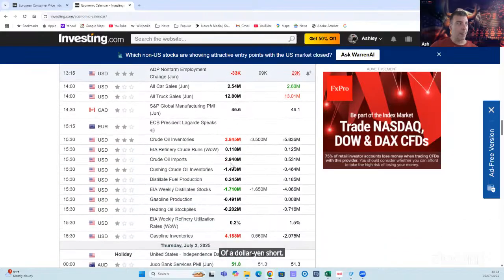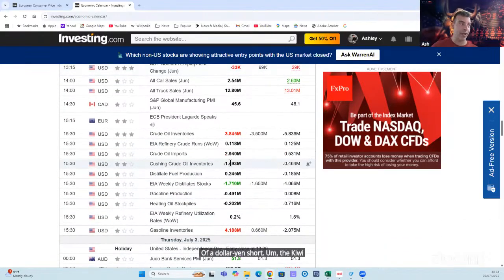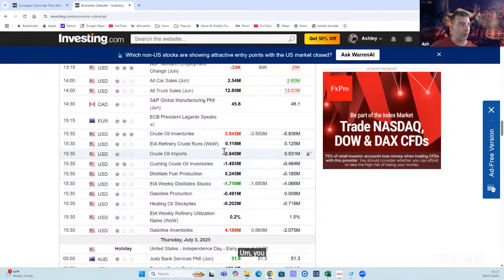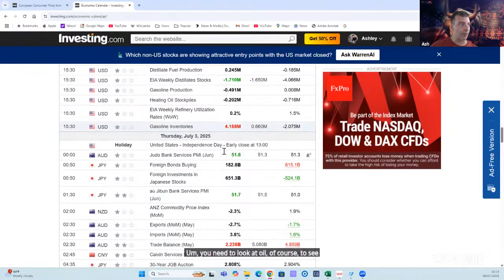The Kiwi will probably get drawn down with a dollar-yen short because the global economic environment is weakening. So that will probably push the Kiwi down. It'll probably push the Aussie down. It'll probably push the CAD down as well. You need to look at oil, of course, to see what's going to happen with the Canadian dollar.